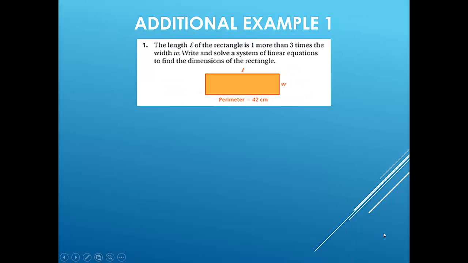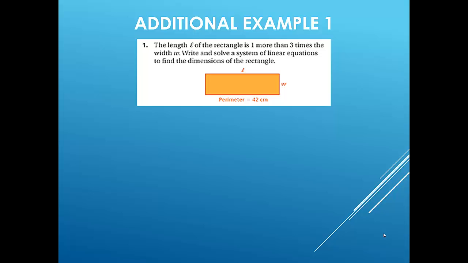Now we have an additional example. You can either pause the video and try it on your own, or you may follow along. The length L of the rectangle is 1 more than 3 times the width W. Write and solve a system of linear equations to find the dimensions of the rectangle.